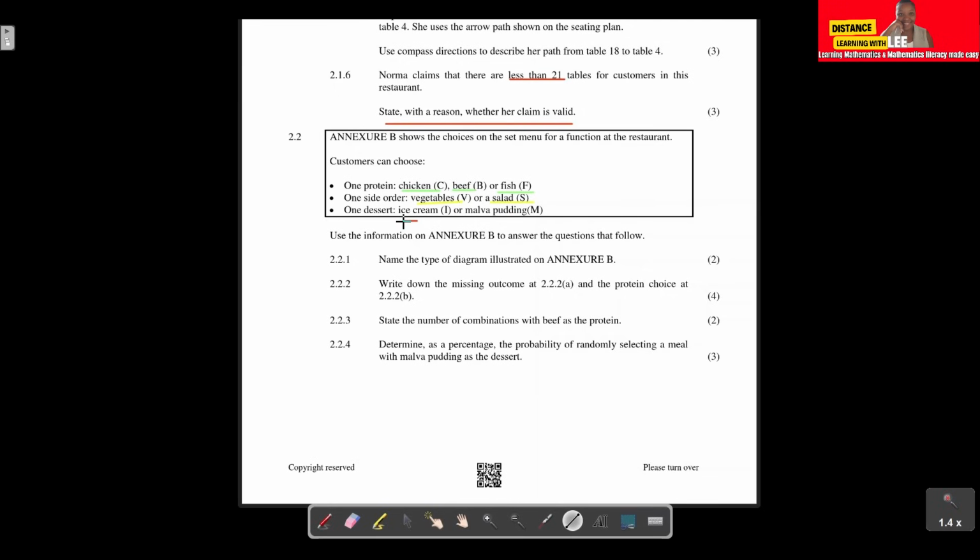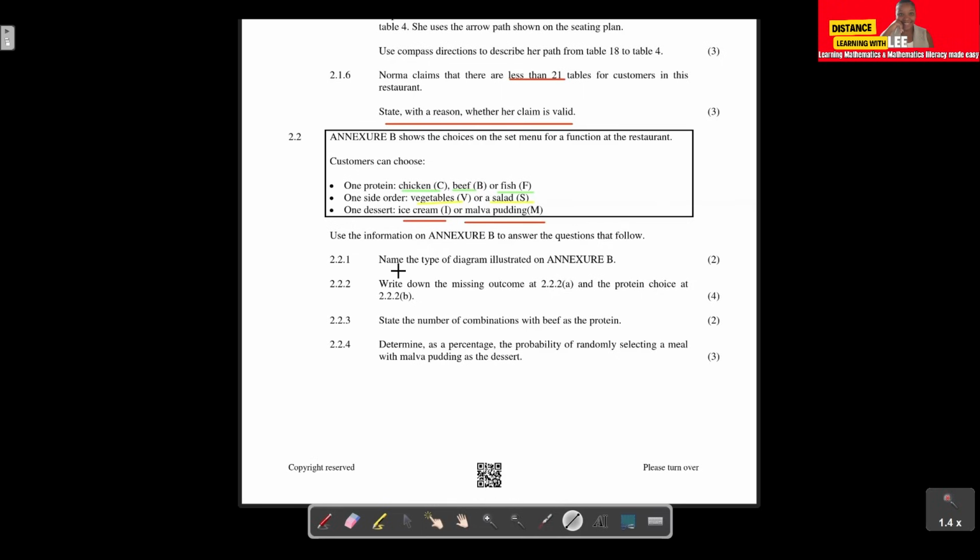So you can either choose if you want ice cream or malva pudding, okay? So those are all the items or the choices that customers can choose from in their menu, okay? Use the information on Extra B to answer the questions that follow.